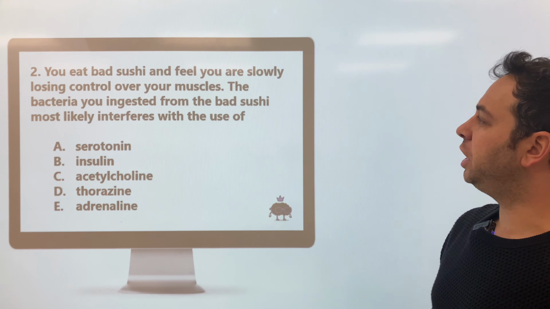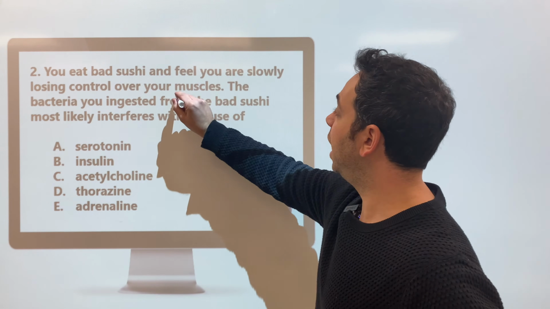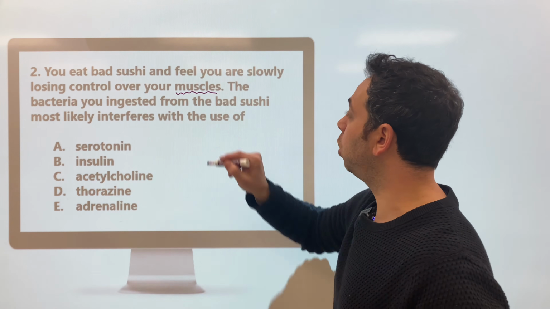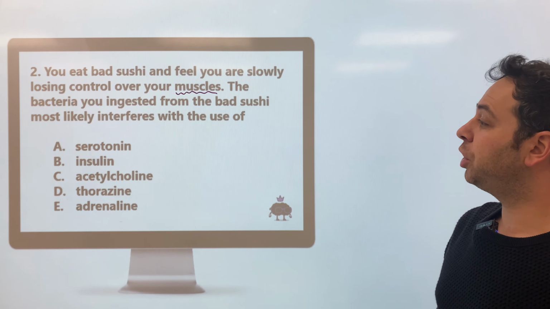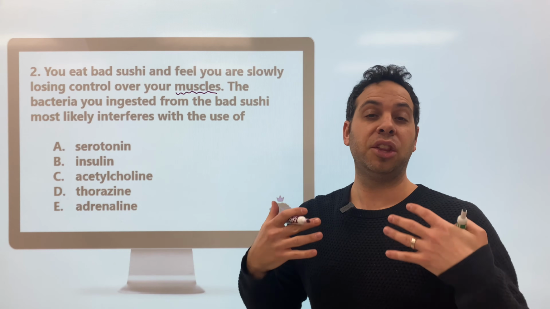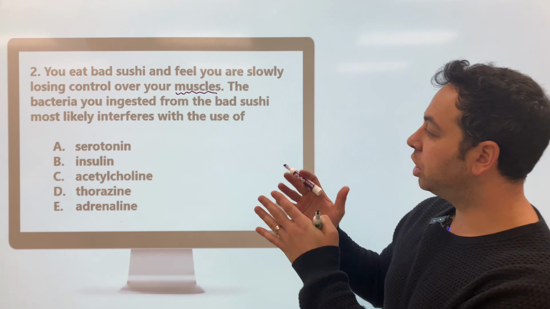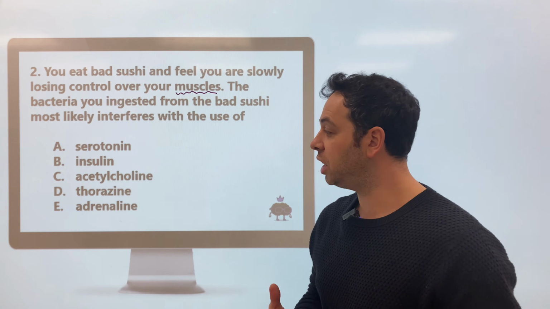All right, number 2. You eat bad sushi and feel you are slowly losing control over your muscles. And I'm going to underline that because it's obviously dealing with motor control. The bacteria you ingested from the bad sushi most likely interferes with the use of what? All right, so we ate something poorly and it's impacting the control of our muscles. So which deals with our muscles? Serotonin, insulin, acetylcholine, thorazine, or adrenaline?